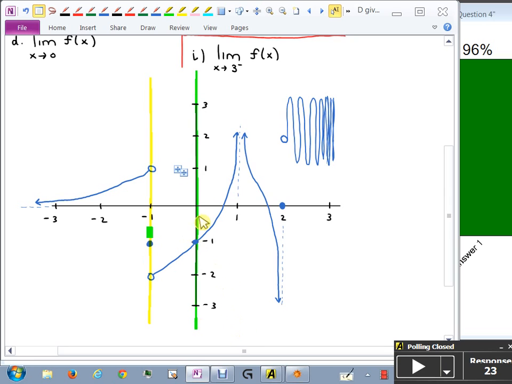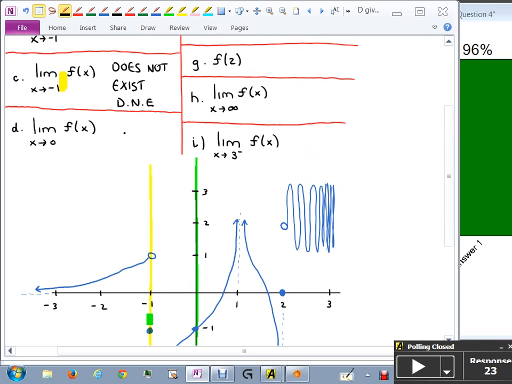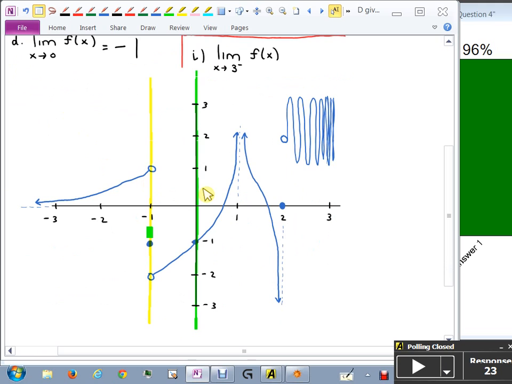Let's approach this green. I don't know if you could see that. From the left, where are we headed? -1. Where are we headed from the right? -1. Are they headed to the same place? Yes. At that point, that limit is what? -1? Does it matter that this is solid in here? It does not matter. Okay? This could have a hole in it, and the limit would still be -1. Yes?